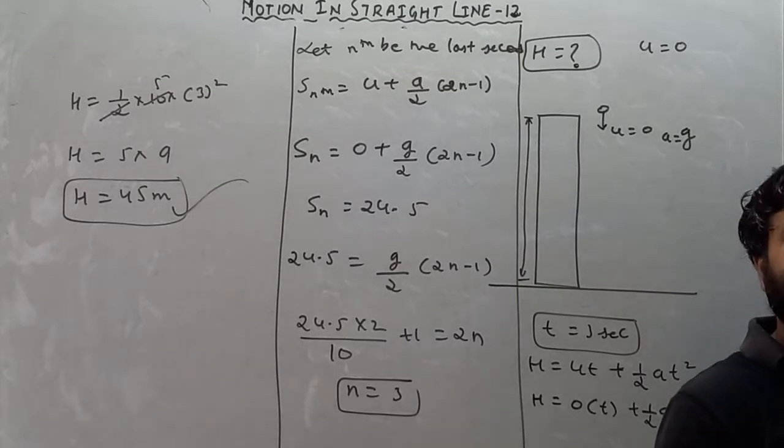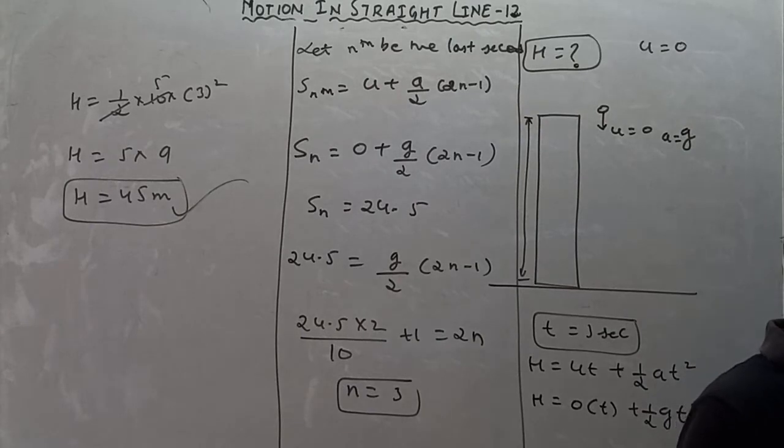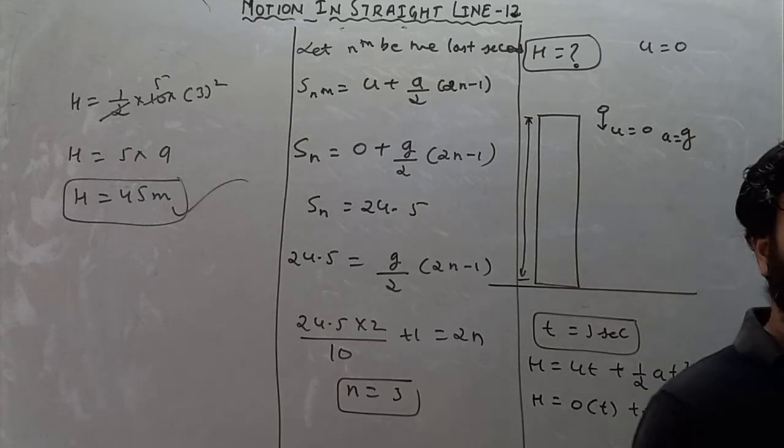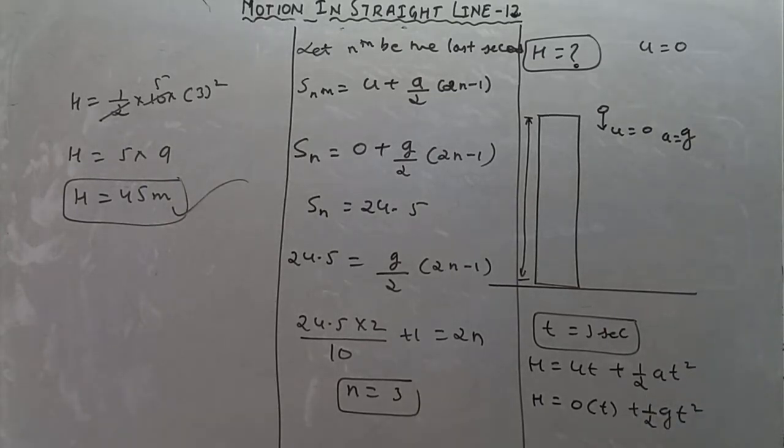The stone reaches the ground in 4 seconds. Calculate the height of the balloon when the stone was dropped. I am repeating once again: a stone is dropped from a balloon rising upward with a velocity of 16 meter per second.